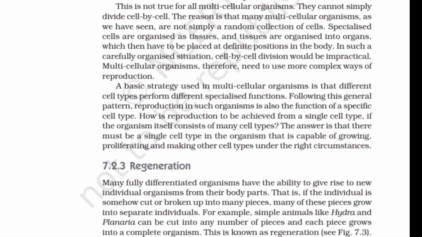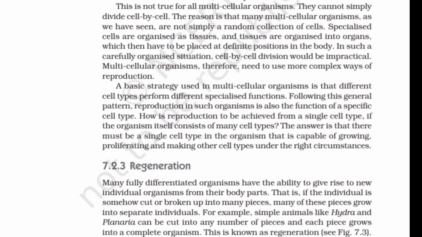A basic strategy used in multicellular organisms is that different cell types perform different specialized functions. Following this general pattern, reproduction in such organisms is also the function of a specific cell type. How is reproduction to be achieved from a single cell type, if the organism itself consists of many cell types? The answer is that there must be a single cell type in the organism that is capable of growing, proliferating, and making other cell types under the right circumstances.